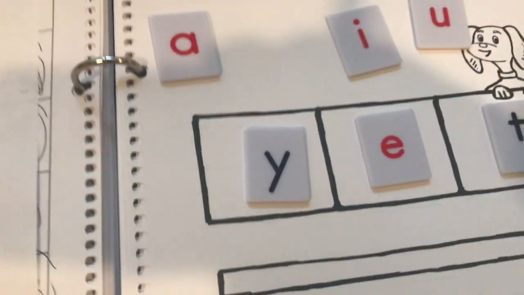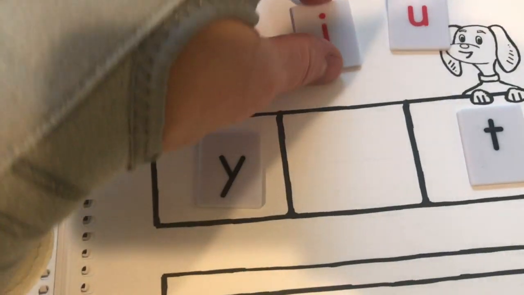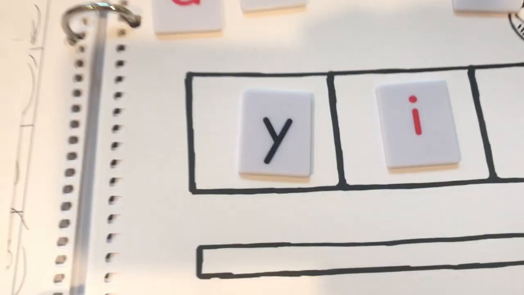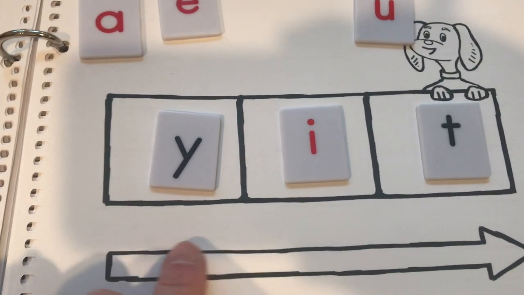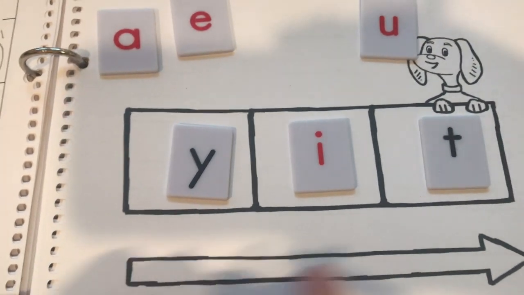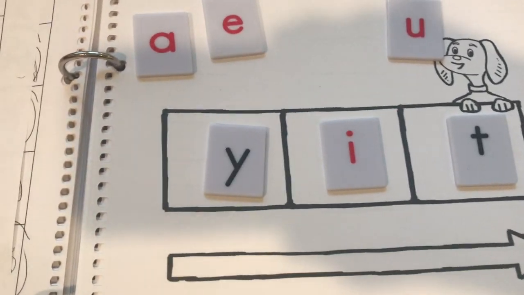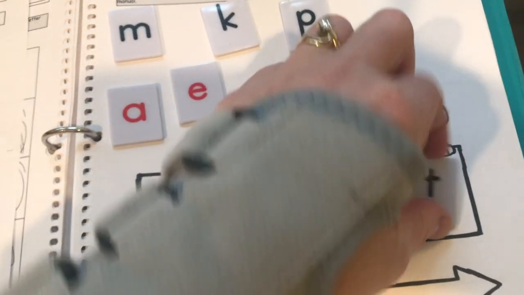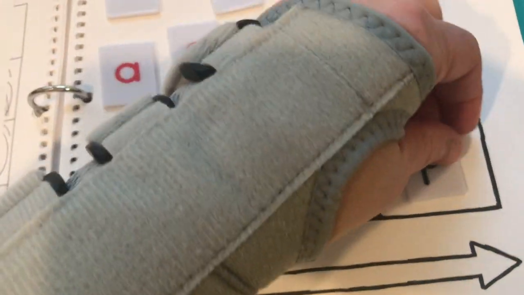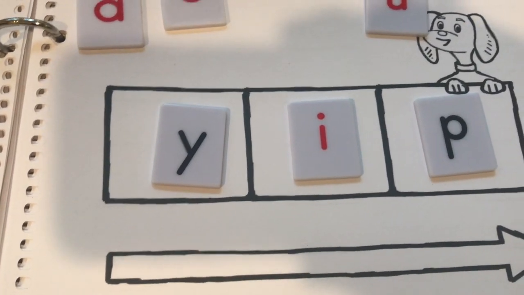Put an I on the end, then it would be Yeti, like Charlie Grace's dog. Okay, but yet, there you go. Take off the E and put the I. This is going to be a make-believe word. Yit. Make sure you're saying these words with me, okay? Take off the T and then put a P. Yip.